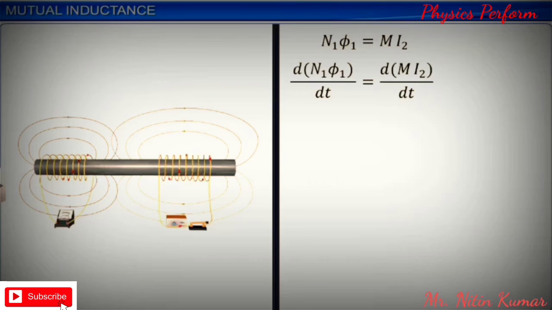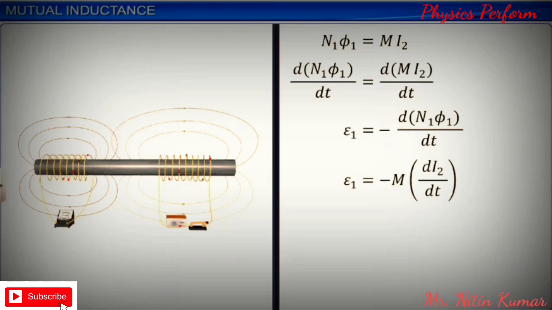This means that d(N1 Phi1) by dt is equal to d(M i2) by dt. The EMF induced in coil C1 is given by E1 is equal to minus d(N1 Phi1) by dt. This implies that E1 is equal to minus M di2 by dt. Remember, only flux and current change. Hence, M is a constant. This equation shows that a varying current in a coil can induce EMF in a neighboring coil.